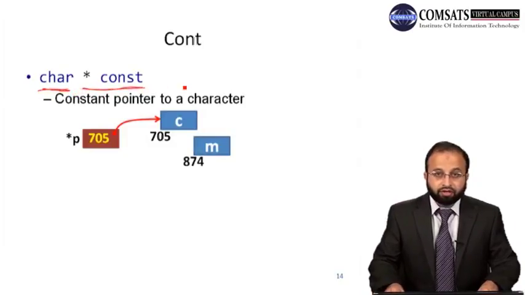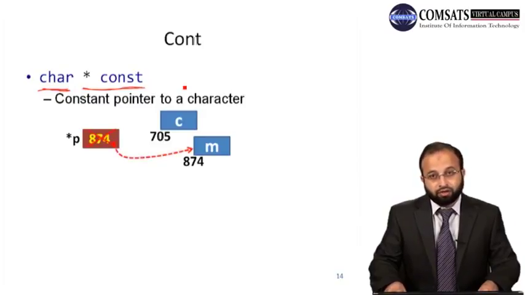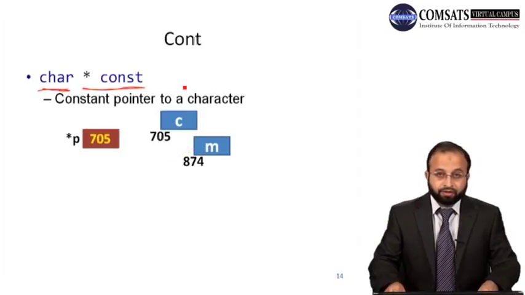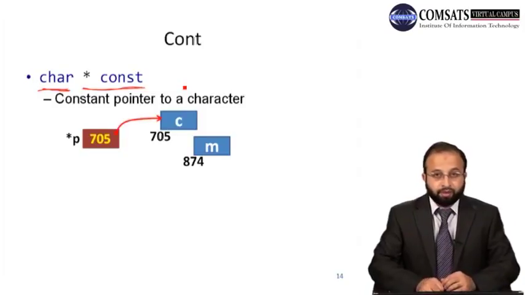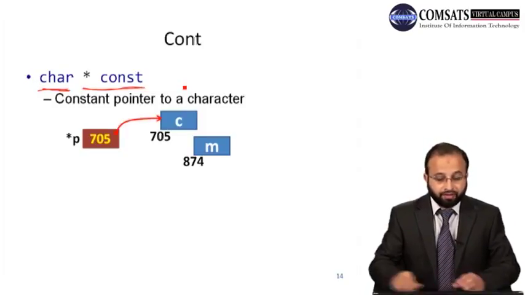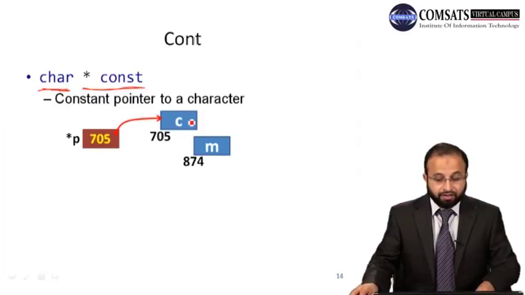Now let's say we have another memory location whose address is 874, and we assign that address to the pointer like this, and we think that this connection is established, but this is not allowable. We cannot change the value of pointer. Once it is assigned, we cannot change that value, right? So this means that this is wrong, and the value of pointer is actually 705, and it is pointing to a memory location where you store a character C. Now in this case, you see the character is not constant, but the pointer is constant, right?